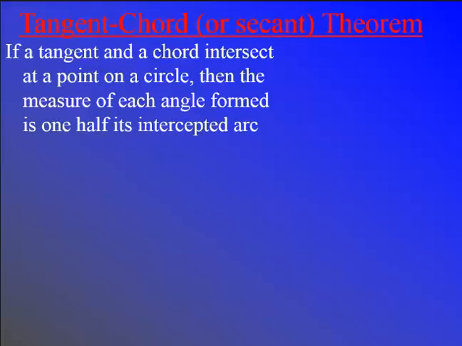So here's what this theorem says. If a tangent and a chord intersect at a point on the circle, so they're both touching the circle at the same point, then the measure of each angle formed is half of its intercepted arc. Again, I know these are kind of wordy theorems, but if you would picture it as you're saying it, try to draw it, that'll help you understand what these words mean.